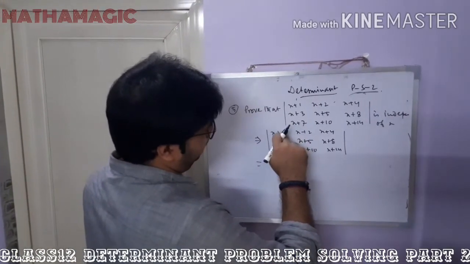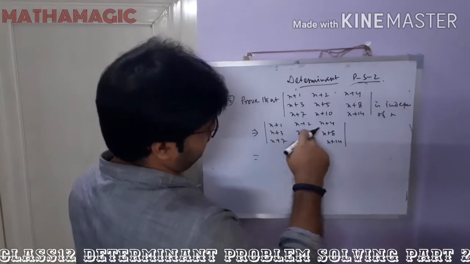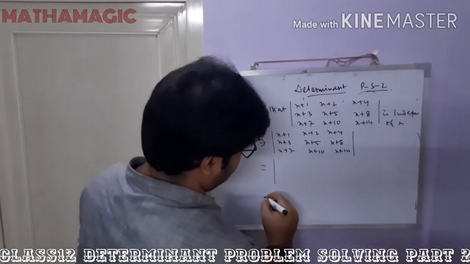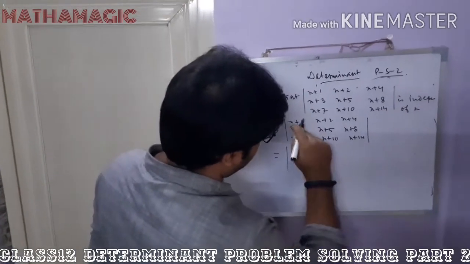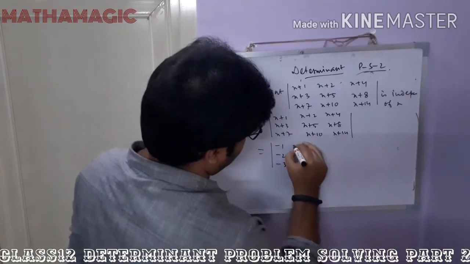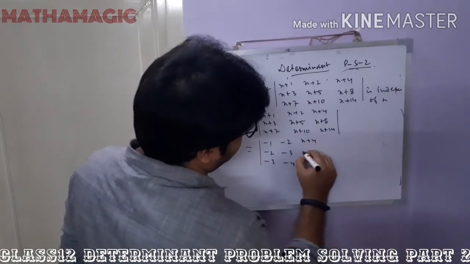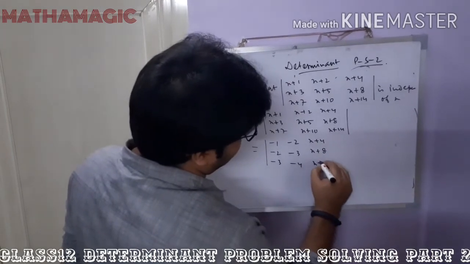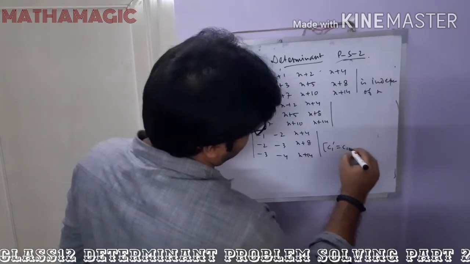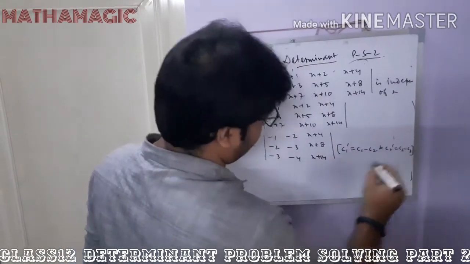We'll just subtract these two columns and write it in the first column, and subtract the next two columns and write it in the second column. So if we do the same, it will become minus 1, minus 2, minus 3, minus 2, minus 3, minus 4. And we'll get x plus 4, x plus 8, and x plus 14. We have simply done C1 dash equals C1 minus C2 and C2 dash equals C2 minus C3. That is the thing we have done.